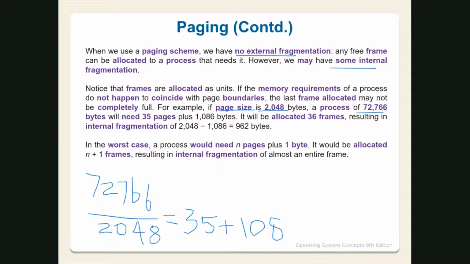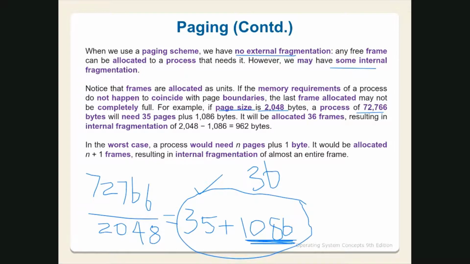So I need 35 whole pages plus 1086 bytes. I will get this one. So for 35 plus 1086, the operating system will assign 36 pages. Among the 36 pages, 35 pages are fully occupied, but for the last page, the 36th page, the size of the page is 2048, but I'm going to use only 1086 bytes.